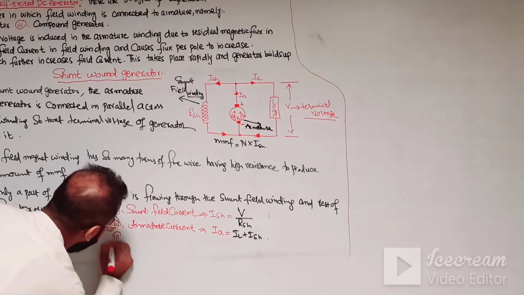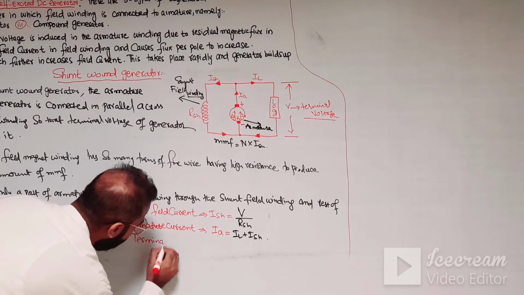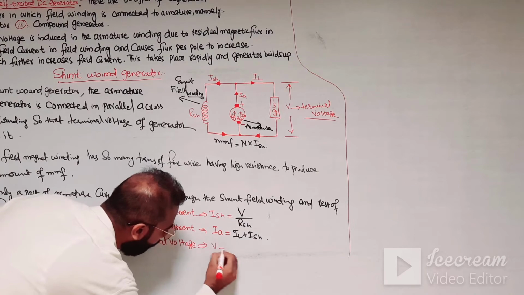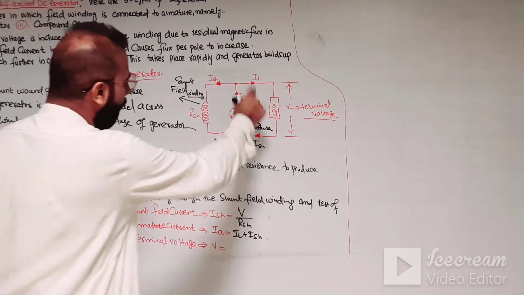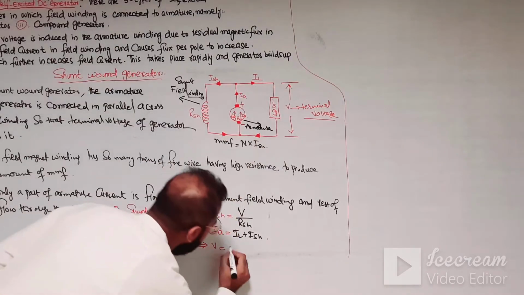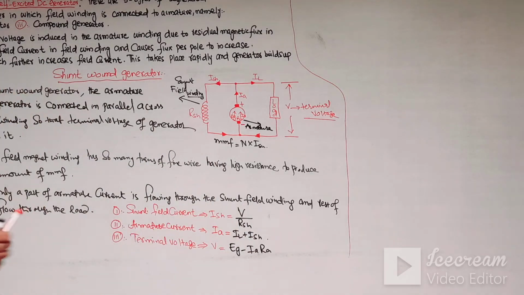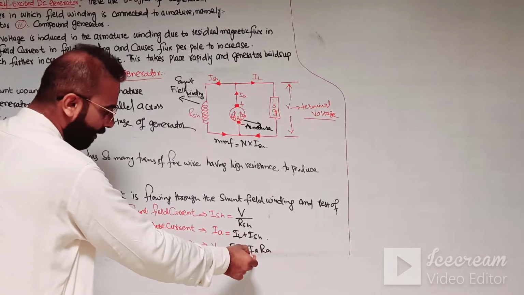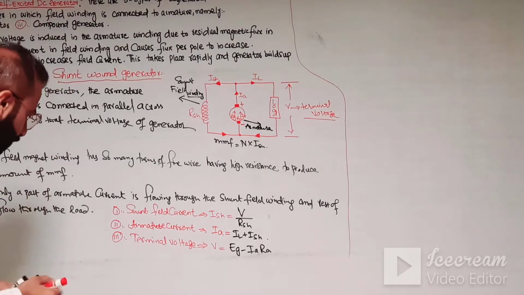Number three is terminal voltage. So terminal voltage is V. V is equal to Eg minus Ia Ra. This is the generated EMF minus the voltage drop due to the current in the armature conductors and the resistance of the armature.